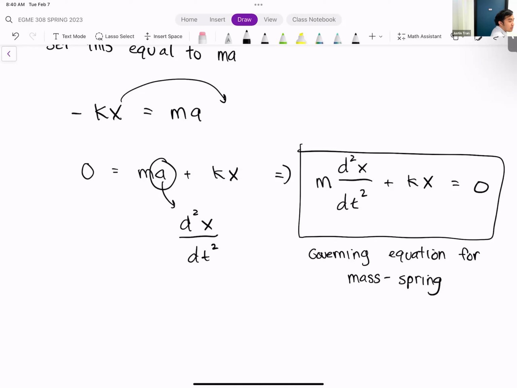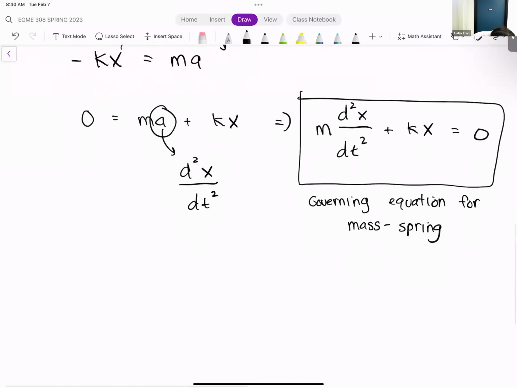The good thing here is that since our governing equation is a second order differential equation, it looks almost exactly like the equation that we were solving last week, and it has constant coefficients, right? So we're going to be able to solve this using the methods that we learned last week. All right. Any questions on this? Okay. All right. So let's go ahead and solve this.